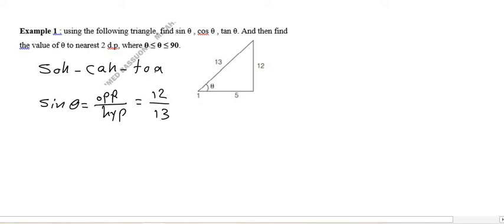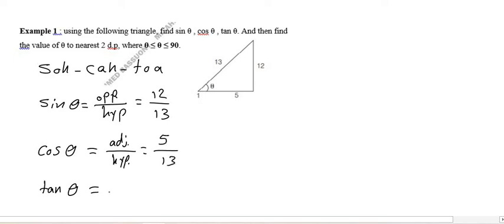I need you to pause this video and try to find out the value of cosine theta and tan theta using TOA. So guys, from CAH we know that cosine equals adjacent over hypotenuse, which is 5 over 13, and tan from TOA, opposite over adjacent, which is equal to 12 over 5. And now we have the three basic trig ratios.